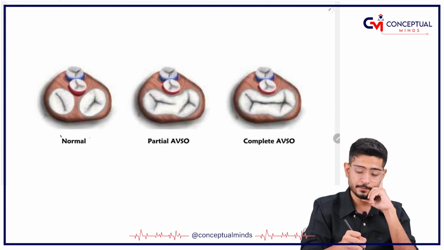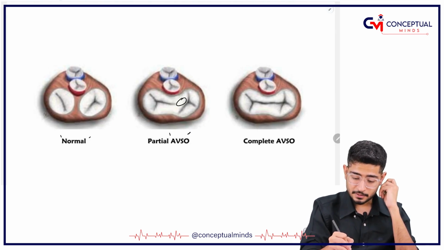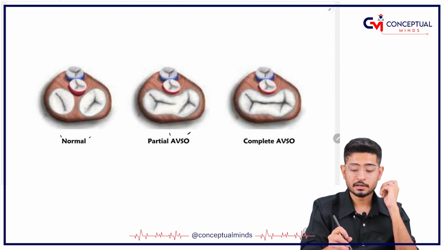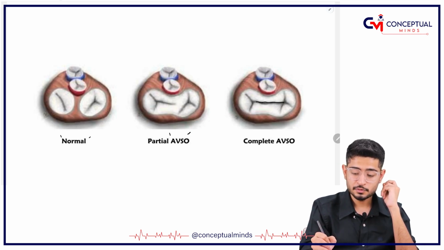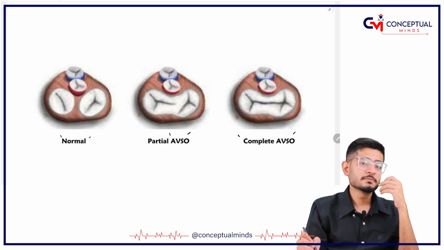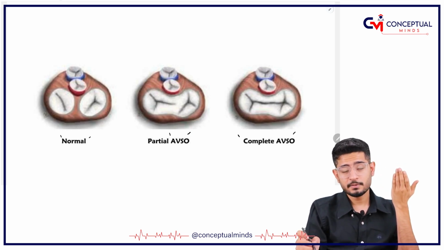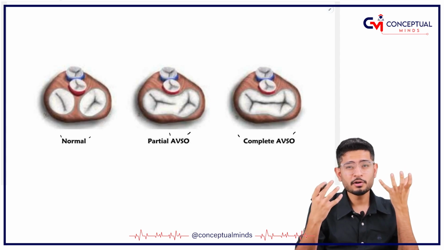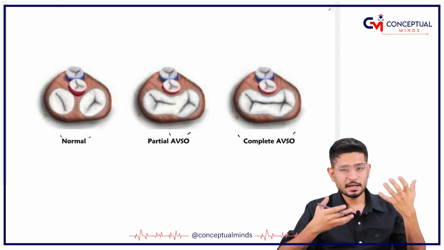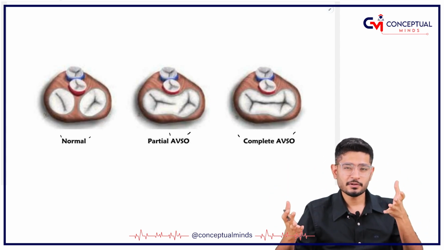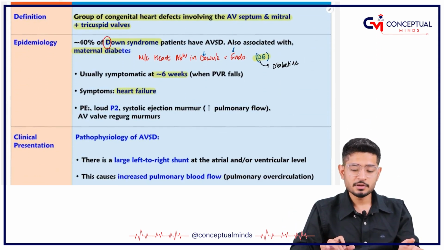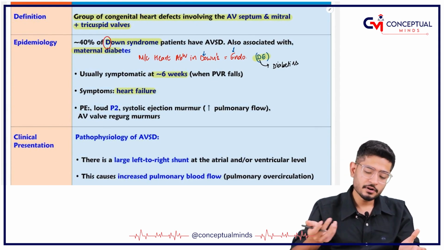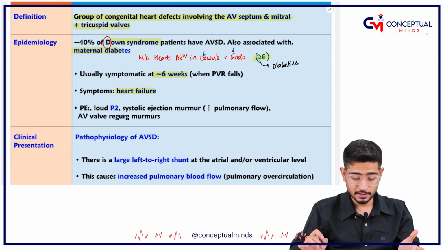Can you see this is the normal one. This is a partial atrioventricular septal defect. There is a partial septum which has developed, and here can you see there is no septum which is developed between the right and the left side. So a lot of blood is coming and going from the left ventricle and the right ventricle. They also have to do a lot of work, so there is high oxygen demand from the ventricles, from the myocytes, and of course that leads to heart failure.